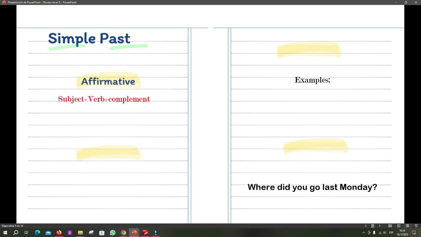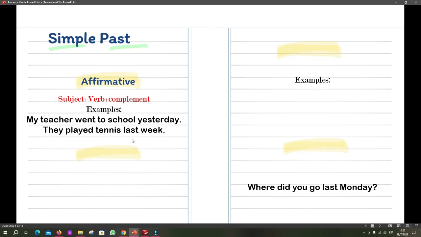There you have the affirmative form: subject plus the verb plus the complement. Examples. My teacher went to school yesterday, right? Remember that when you're using the simple past, you can have regular verbs and irregular verbs, right? In this case, you have an irregular one. Go, went, right? So, my teacher went to school yesterday.